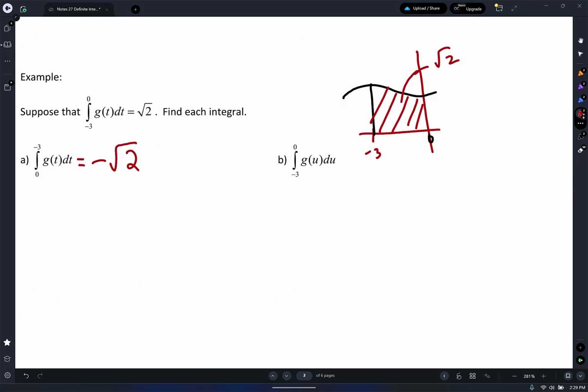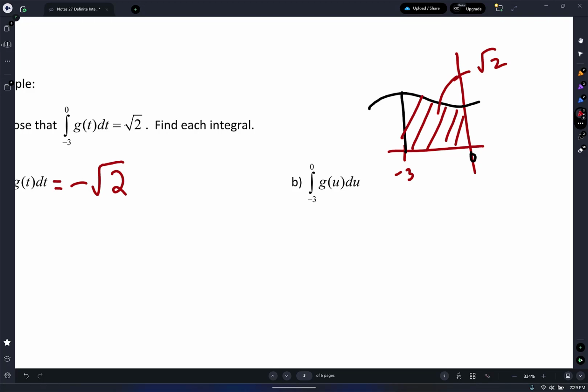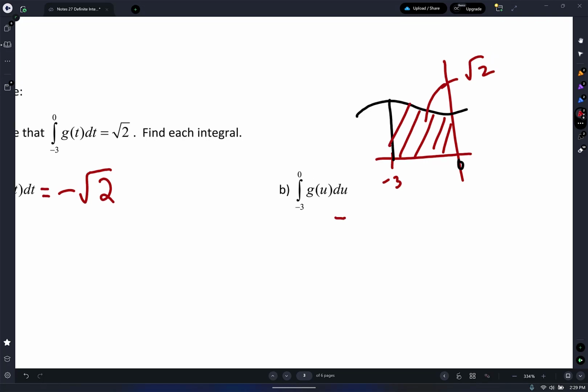All of a sudden, they change the letter to a U on letter B. Is that going to change the output? No. It's still going to be square root of 2. Doesn't matter what axis you call it. You can call it the V axis. You can call it your mom axis. It doesn't matter.